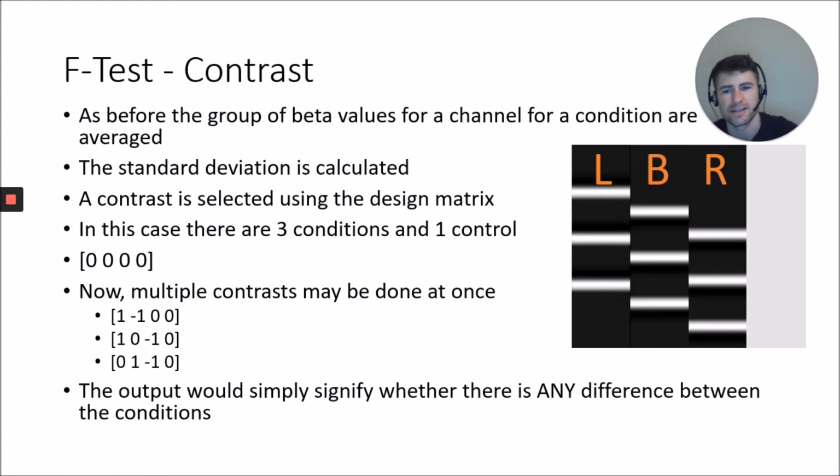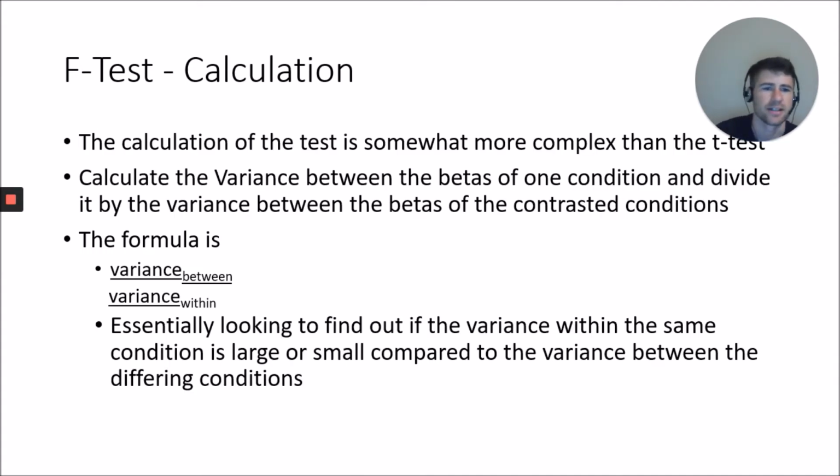The first contrast is 1, -1, 0, 0. That's the left hand compared to both hands. The second one is the left hand compared to the right hand. And the last one is both hands compared to the right hand. So again, this will tell me whether or not there's any difference at all, but it will not tell me what the difference is. So the calculation is not as straightforward as the t-test.